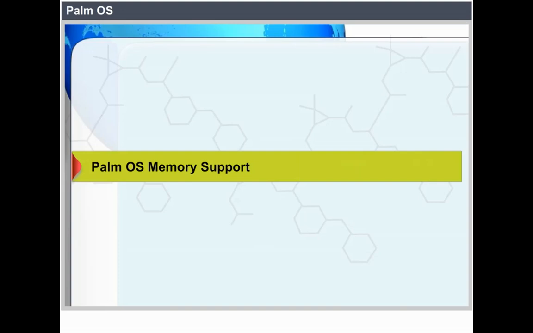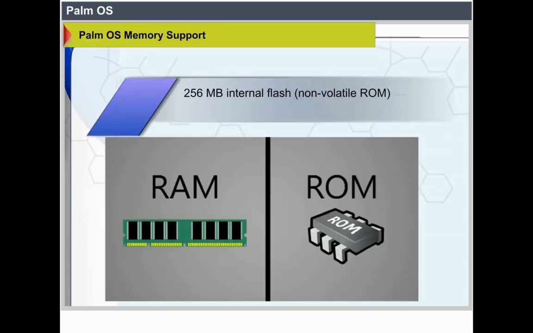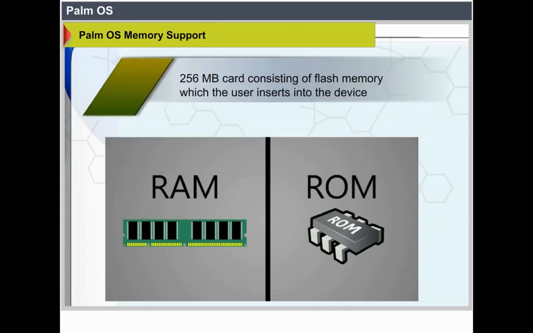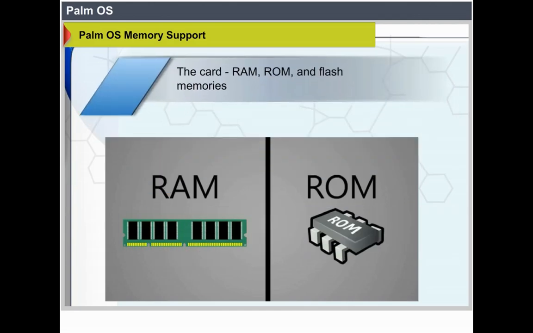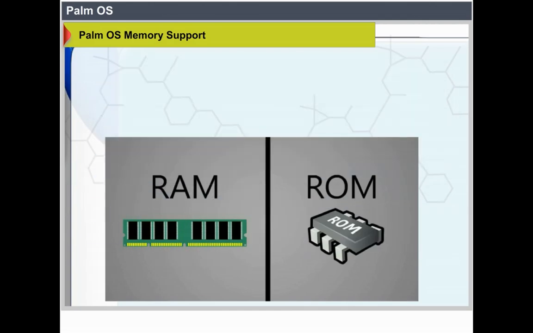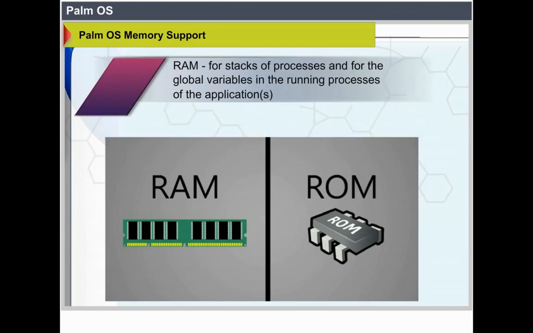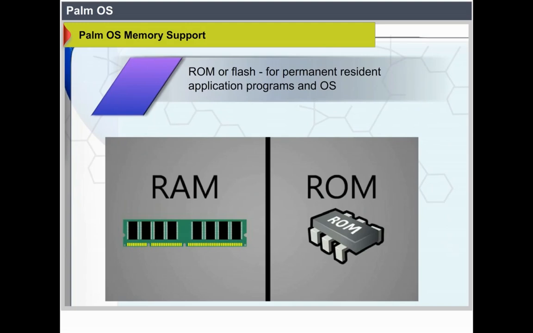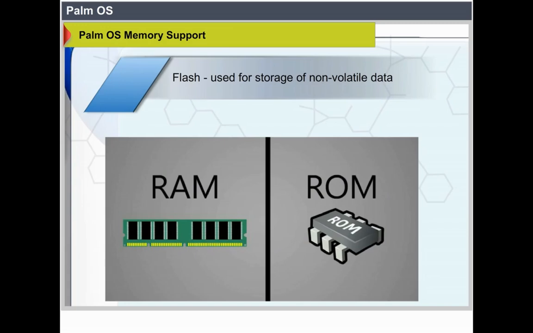Palm OS memory support: 16 MB memory, 256 MB internal flash, non-volatile ROM, and a 256 MB card consisting of flash memory which the user inserts into the device. The card, RAM, ROM and flash memories. RAM for stacks of processes and for the global variables in the running processes of the applications. ROM or flash for permanent resident application programs and OS. Flash used for storage of non-volatile data.